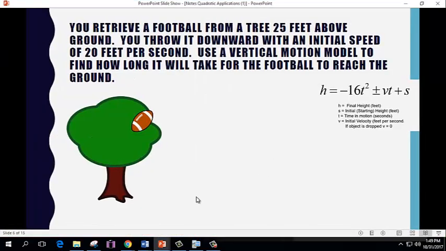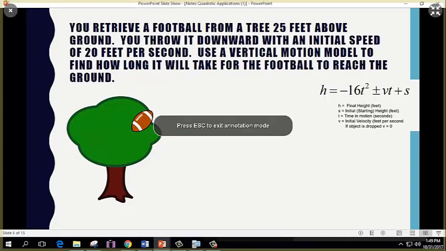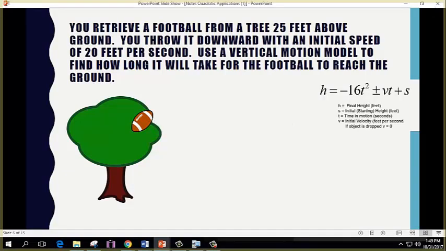So here's what I'm going to do. We're going to first plug this in and see where we're at in terms of what the object is. You retrieve a football from a tree 25 feet above the ground. This is important, 25 feet above the ground. That's your s, your initial or starting height. So that's your s. I'm going to label these as we go.